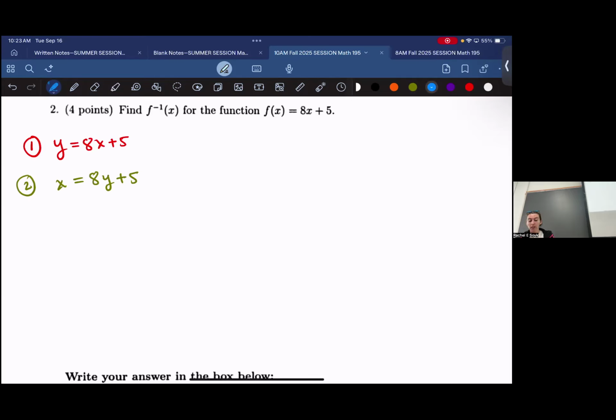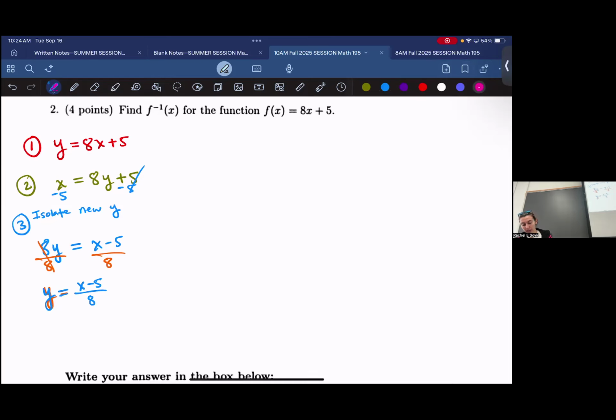Third step, we want to isolate our new y. Utilize some inverse operations, subtract 5 from both sides. So now we're looking at 8y is equal to x minus 5. And then let's go ahead and divide both sides by 8. So y is now fully isolated, equal to x minus 5 all over 8. And then finally, our last step is to put it back into proper inverse function notation.